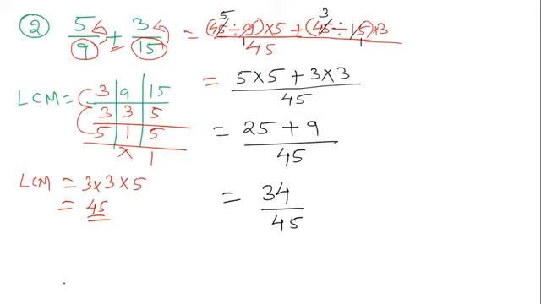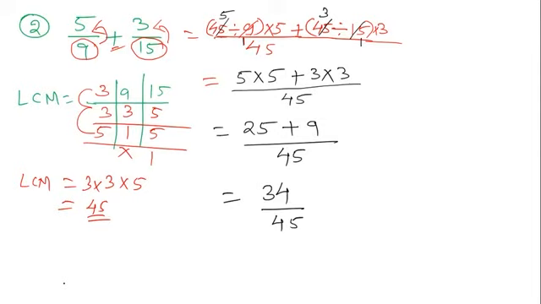In this way, you can find the LCM of these two numbers. Here remember that we cannot use the second method because 9 and 15 are present in the table of 3. That's why we can't use the second method, that is the cross multiplication method. This you have to remember.